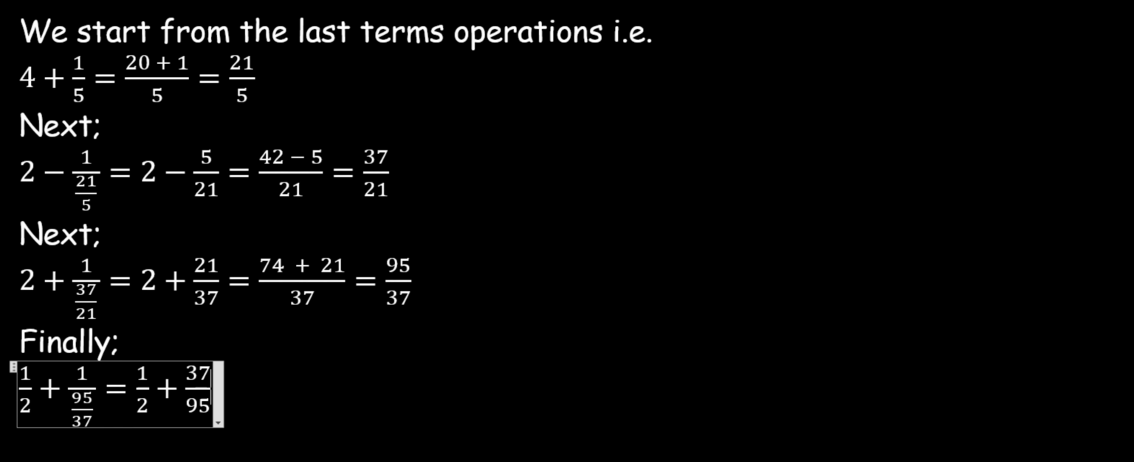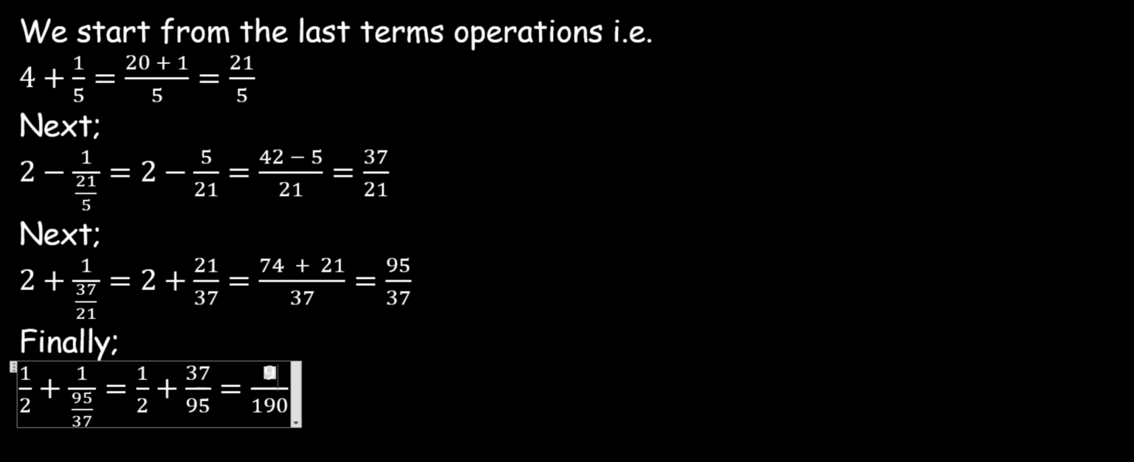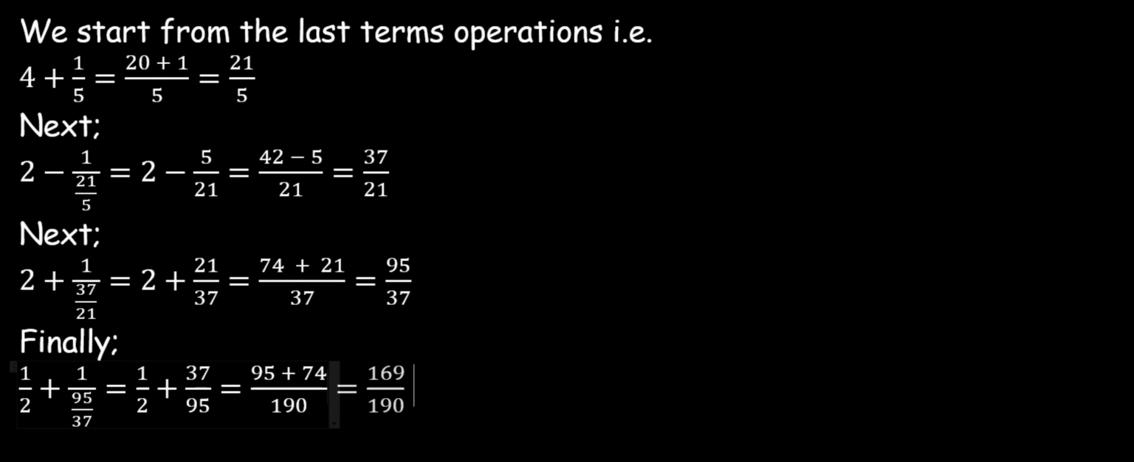Next, we take the LCM of 2 and 95, and that will give us 190. So 190 divided by 2 is 95. So 95 times 1, that's why you have 95 at the numerator, plus 190 divided by 95 times 37, which is 2 times 37, will give you 74. When you perform the simple arithmetic operation, it becomes 169 over 190.